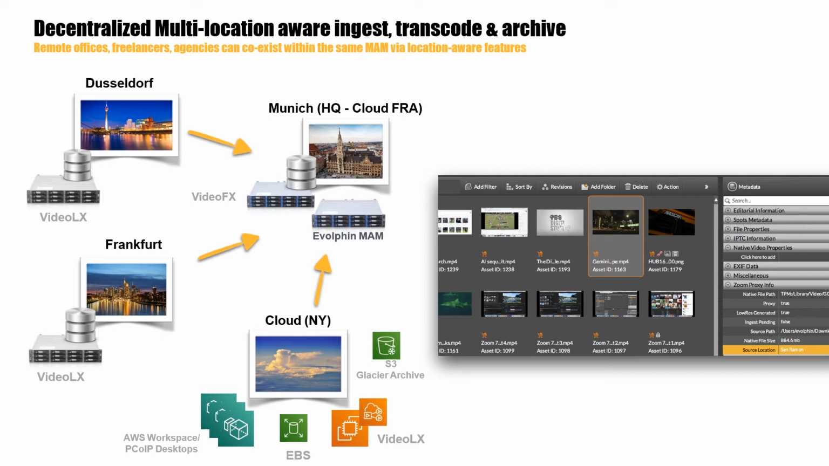And similarly with archiving, let's say the content was archived in S3 or Glacier and an editor in Frankfurt requested the content. So based on the location of the editor, the system knows that the high-res media needs to be transferred from the S3 Glacier into a SAN in Frankfurt. So that process is completely automated.